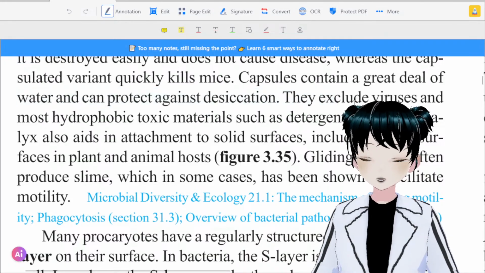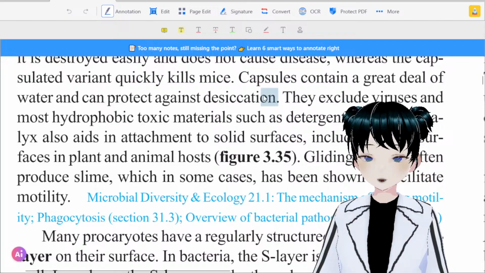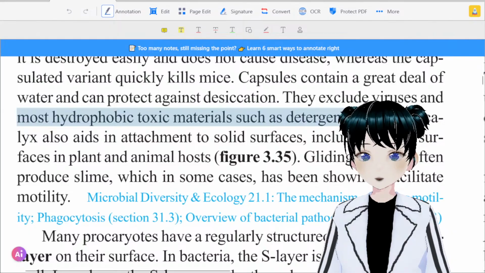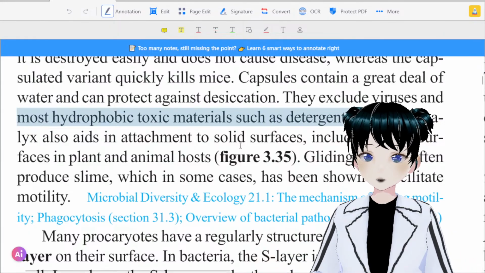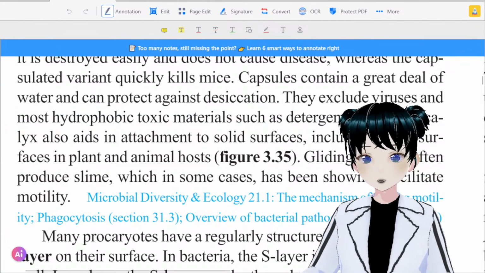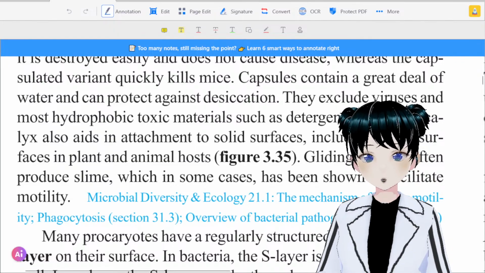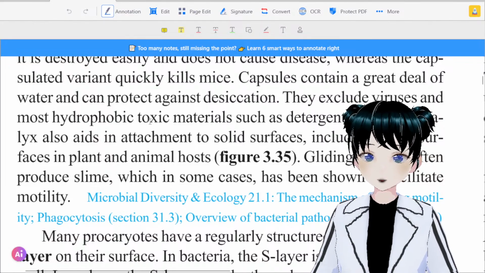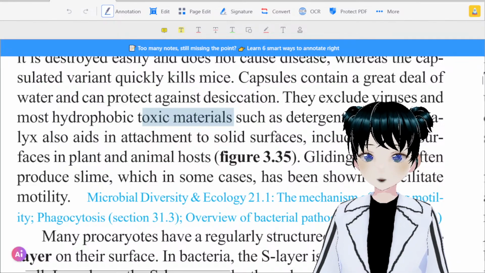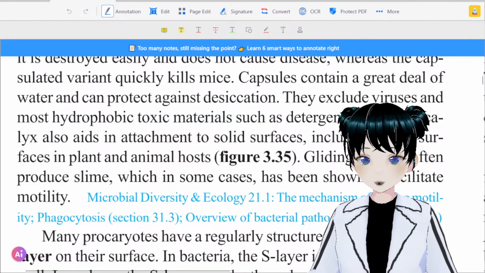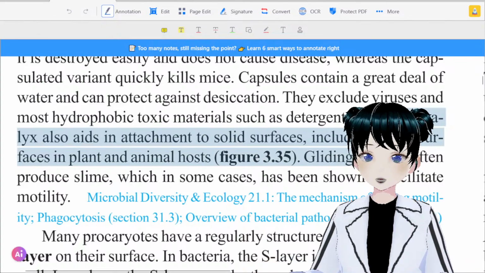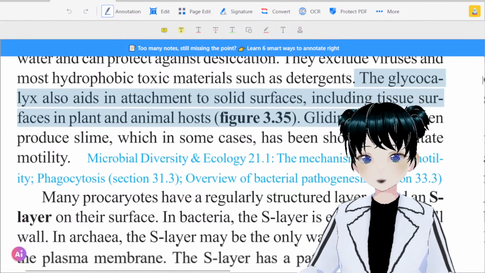Capsules contain a great deal of water and can protect against desiccation. Exactly, it helps in the maintenance of osmosis. It can retain water because it won't let it leave. They exclude viruses and most hydrophobic toxic materials such as detergents. Not just for phagocytosis, not just osmosis, but they also make the bacteria safe from virus attack and toxic materials, because these won't be able to get into the bacterial cells because of the double, triple security. The glycocalyx also aids attachment to solid surfaces, including tissue surfaces in plant and animal hosts. So they have adhesion properties as well.